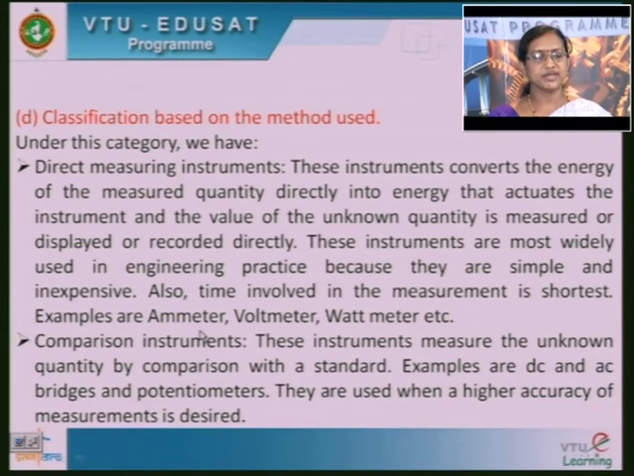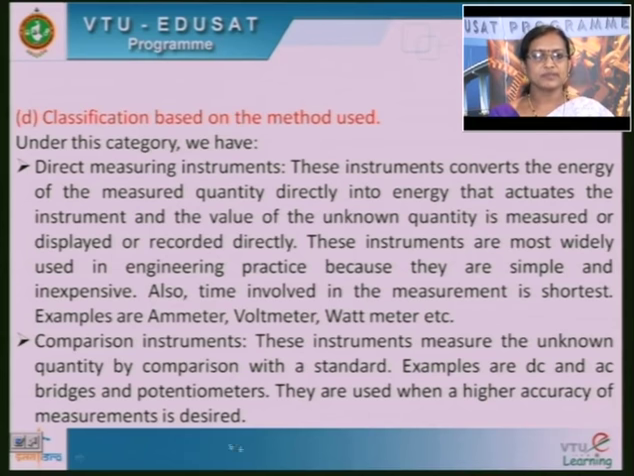By using an ammeter, you directly measure the current. If it is DC, you use a moving coil ammeter. If it is AC, you use a moving iron ammeter. In the case of a voltmeter, you measure the voltage directly. A wattmeter measures the power directly.